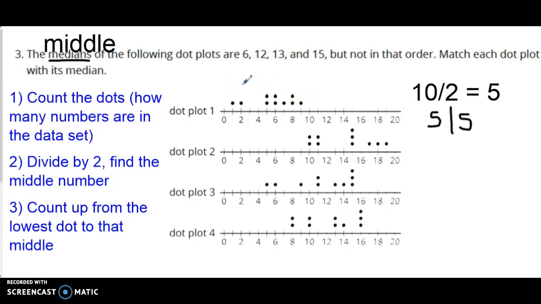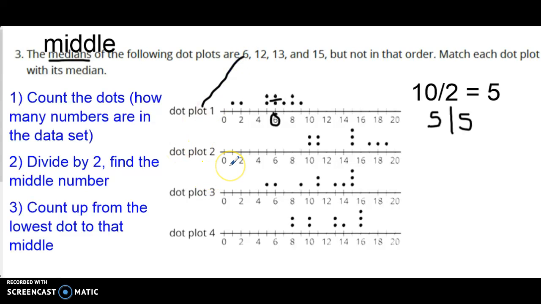So now we're going to count up from the lowest dot to the middle. So I see 1, 2, 3, 4. Here's my 5th dot. In between, I have my 5th dot here. Then I have 1, 2, 3, 4, 5. So I'm looking for the number that's in between 6 and 6, because both of these dots are on 6. The number in between 6 and 6 is simply 6. There is no space in between. So dot plot number 1, we're going to draw a line to 6.